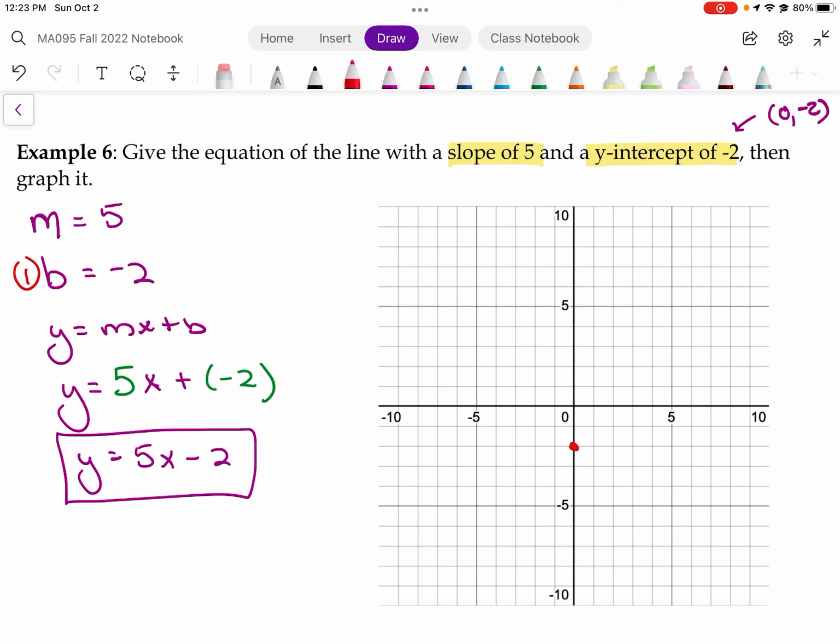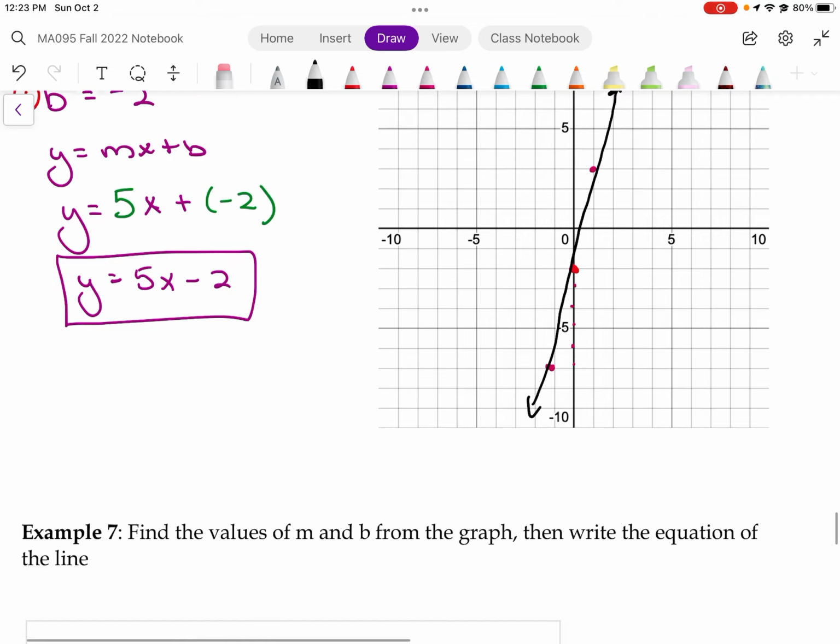That means 5 over 1. So remember that means 5 over 1. So up, and this is right. Make sure you think about that before you do it. So I'm going to go up 5, 1, 2, 3, 4, 5, and over 1. And then I could also go down 5 and left 1. As long as you do both, you'll be on the line. So double check that you got a good line, everything's on there, you didn't mess anything up, and imagine I can draw a straight line.